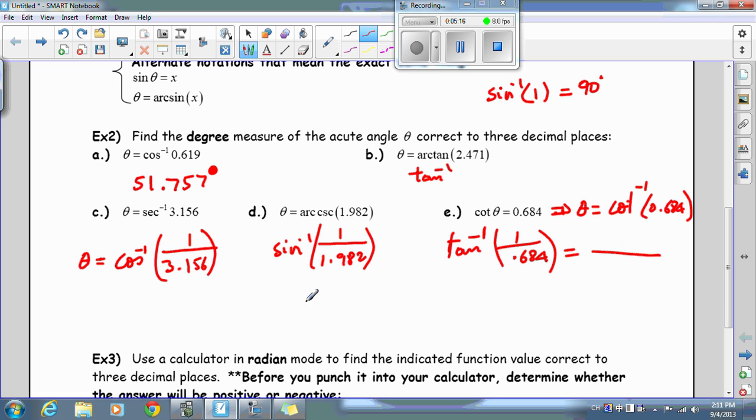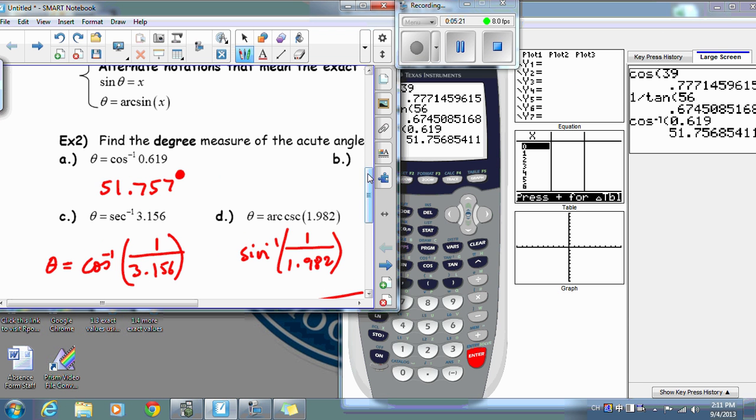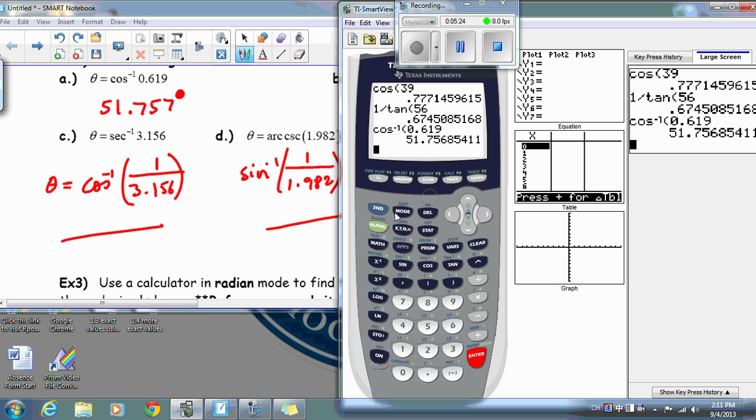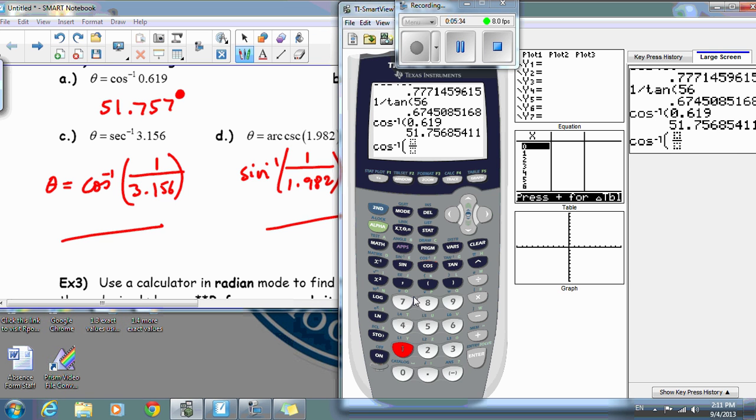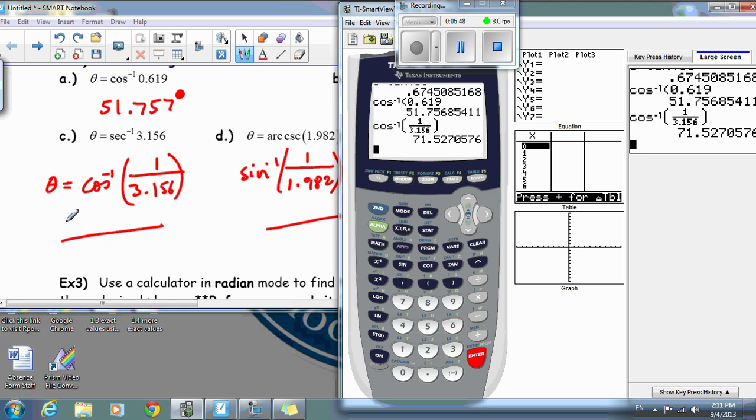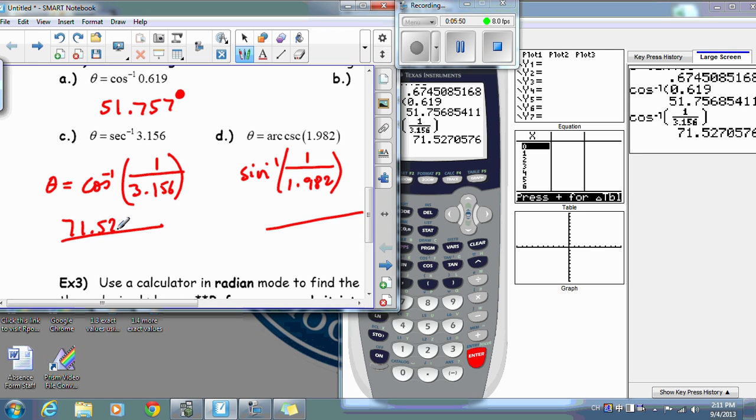Make sure you have an answer for all these. I will do one of them with you. For the cosine inverse, I will do second cosine inverse of. You can put the fraction just as you see here, or you don't have to. But I will go ahead and put a fraction, and that will be 1 over 3.156. And make sure I close my parenthesis, and the answer apparently is 71.527, and that's the degree value.